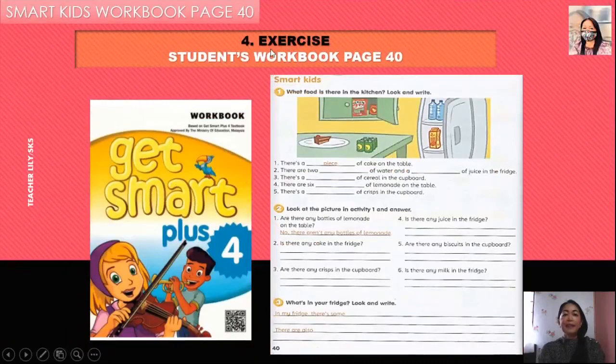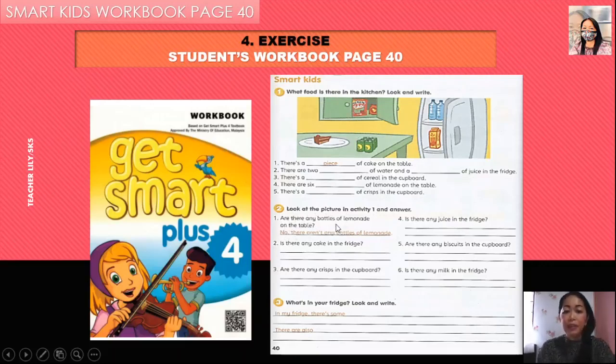Next task is exercise. Students' book, workbook, page 40. The first, the one that we did just now. What food is there in the kitchen? Look and write. Okay, so you write your answer here. And then number 2, look at the picture in activity 1 and answer. Look here. Okay. Number 1, there's an answer here for you.